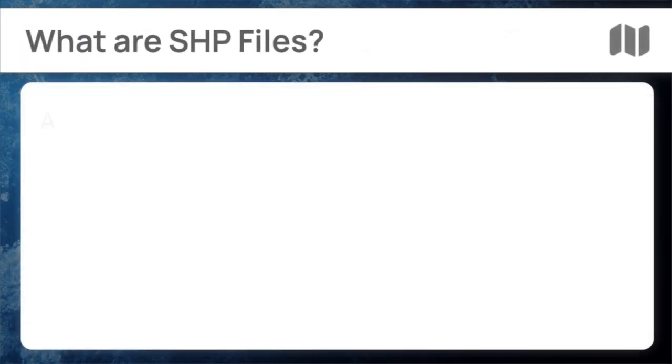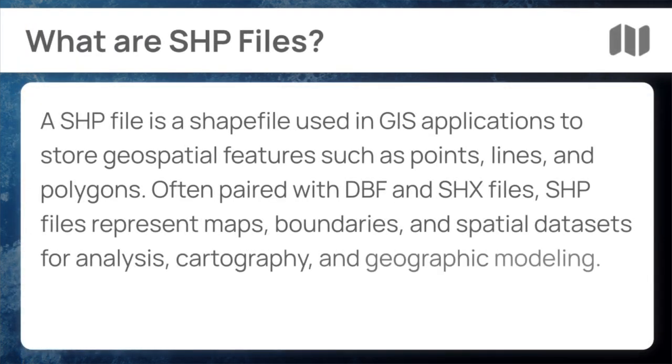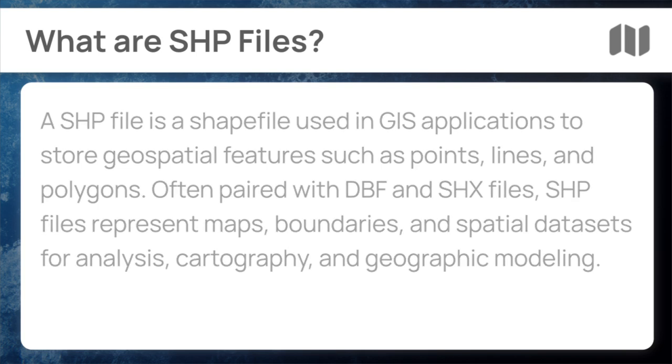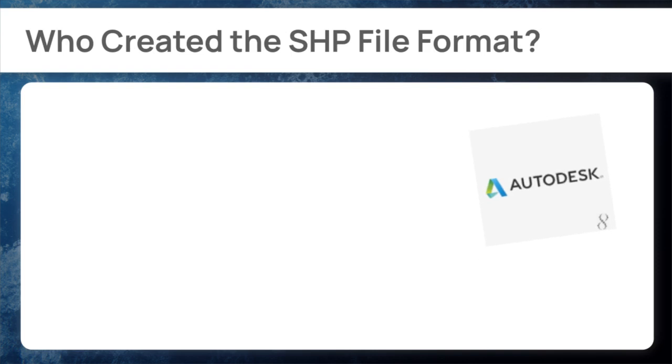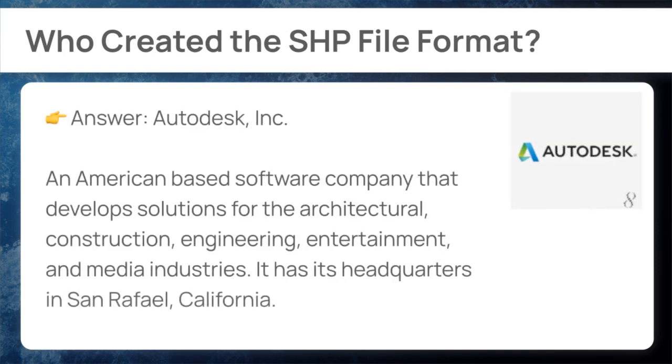The SHP format is widely known and distributed as a member of the GIS file family. It uses the AutoCAD Shape File format. The SHP file is the native proprietary geometry file used by ESRI ArcGIS for storing non-topological geometric features: points, lines, polygons. It functions as the core physical file for a vector map layer. Developed by ESRI, the format is structural and relational.